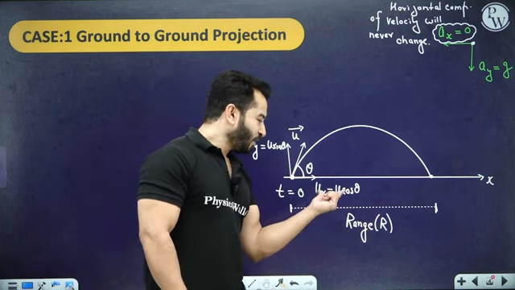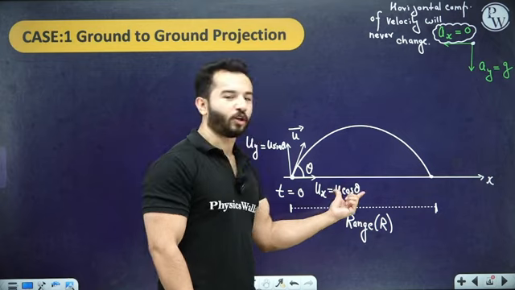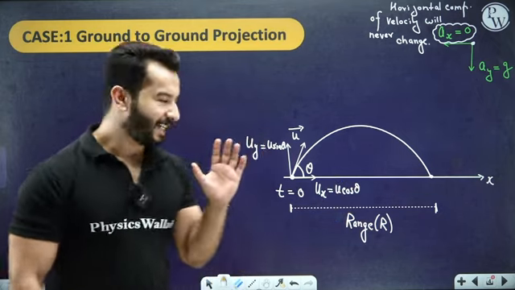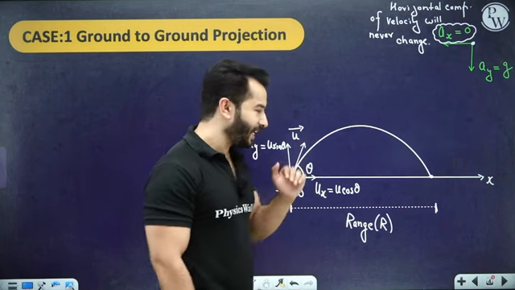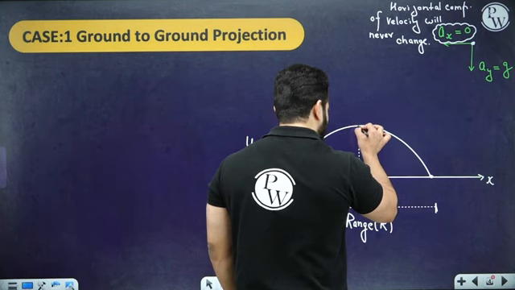For range, the component of velocity which is responsible is u cos theta, and we have got to do nothing with u sin theta, right? Is that correct? So after this, let's again break down each and everything. What else are we going to talk about? We are also going to talk about something called maximum height.